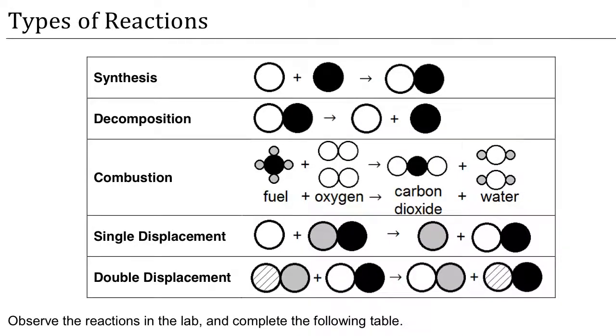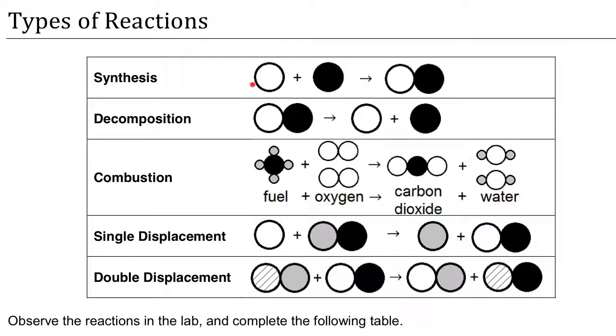In this course, we're going to talk about 5 different types of reactions: synthesis, decomposition, combustion, single displacement, and double displacement. Now, you may have seen all of these in previous science classes, but we're going to revisit them today. So on the right-hand side, I've given you just a visual representation of what's happening in each of these reactions.